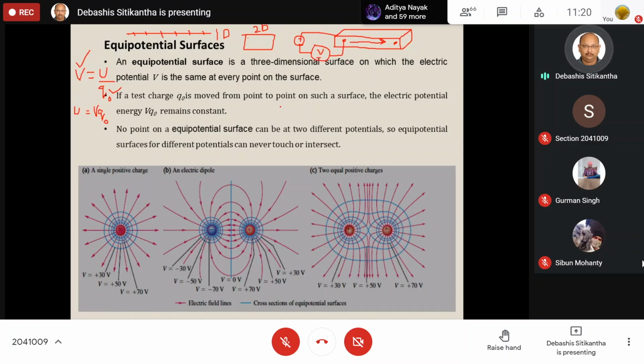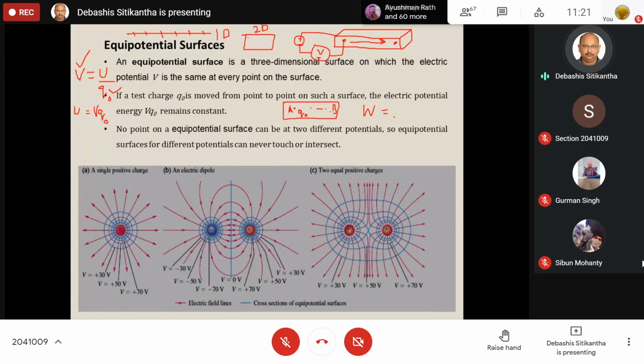Now a very simple question I am going to ask you people. Let us say this sheet or this piece of metal is an equipotential surface. Now suppose there is a point A over here and there is a point B over here, and I am interested to move a charge located at A to the point B. So I want to move it to the point B. Can anybody tell me what will be the work done?